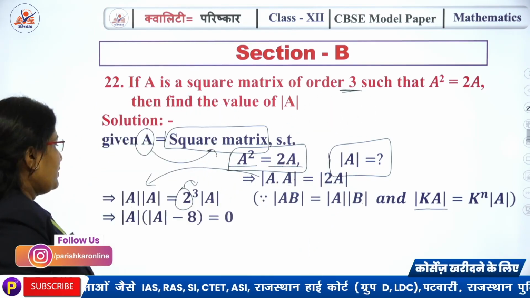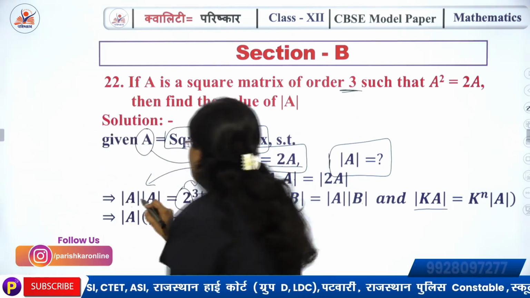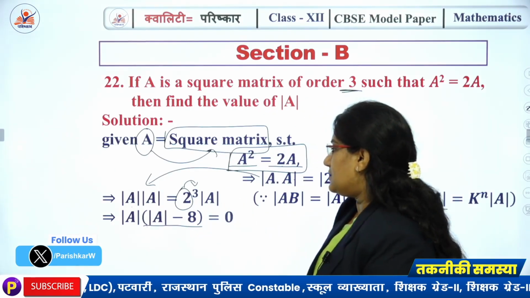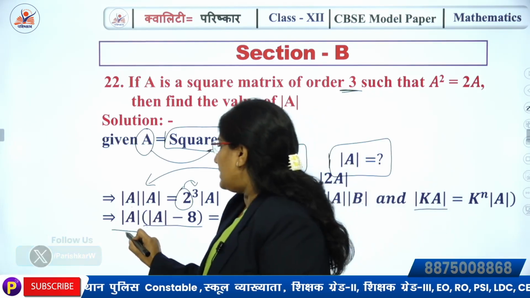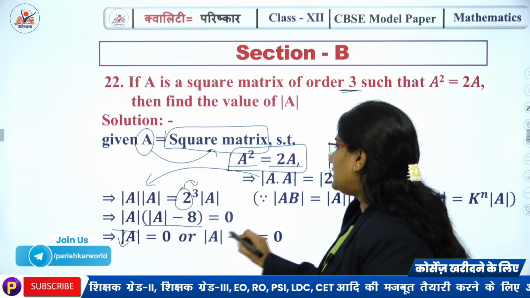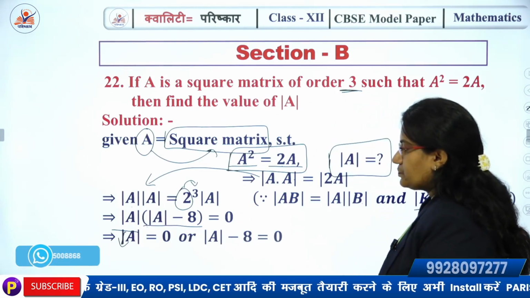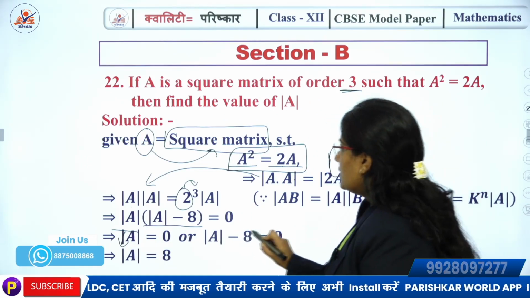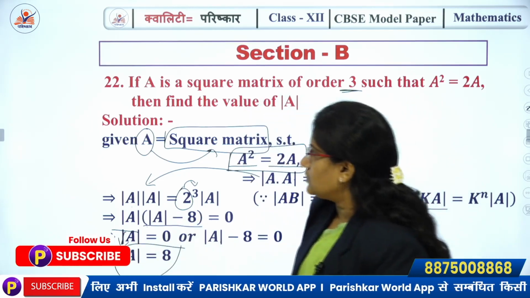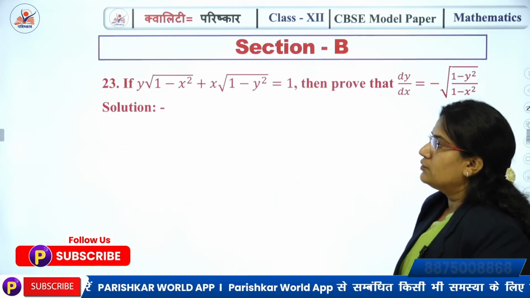After calculating this, taking common term as determinant A, the remaining term will be determinant A minus 8 equal to 0. Here, either determinant A equals 0 or determinant A minus 8 will be 0. So, determinant A is equal to 8. This is the right answer for this question. Let's come to the next question.